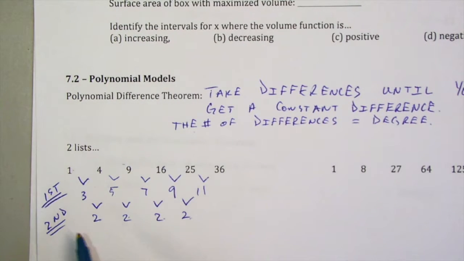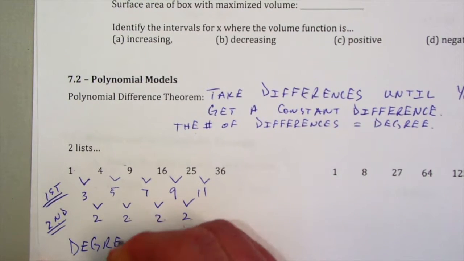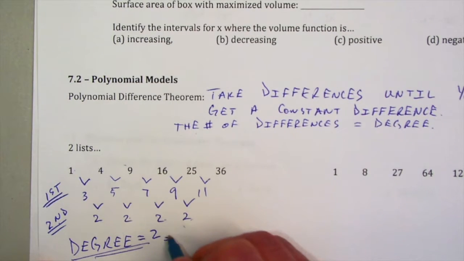So what that tells me is, I took two differences to get to my constant difference. That tells me that this data, the degree, is equal to 2. Well, things that have a degree equal to 2 are called quadratics.